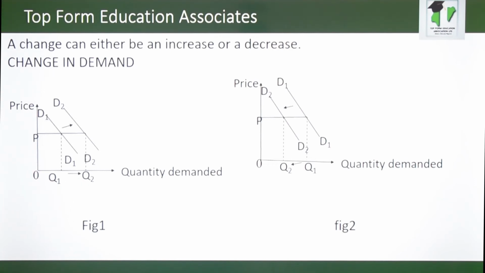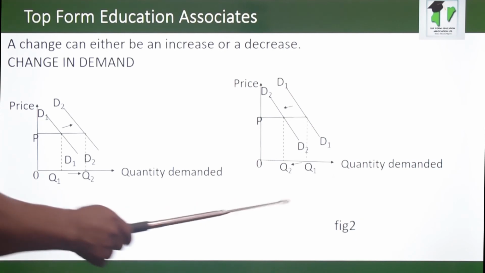What must have caused it? Why does the price remain constant? One of the reasons that must have caused it could be as a result of an increase in population. Could be as a result of a change in weather condition. Could be during rainy season, demand for raincoats and rain boots is on the increase.